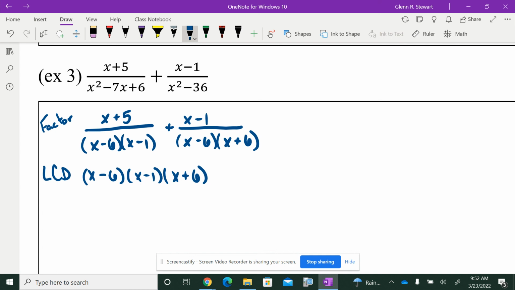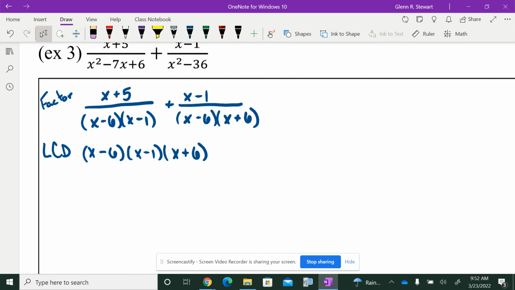They both already share the x minus 6, so you don't need to worry about that. Okay. This one has an x minus 1 in it, so that has to be a part of our LCD. Okay, and then x plus 6 also has to be a part of it as well.